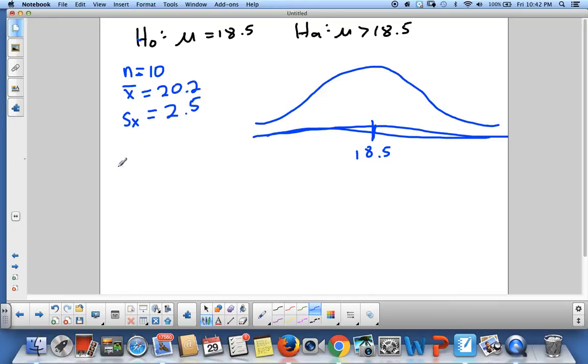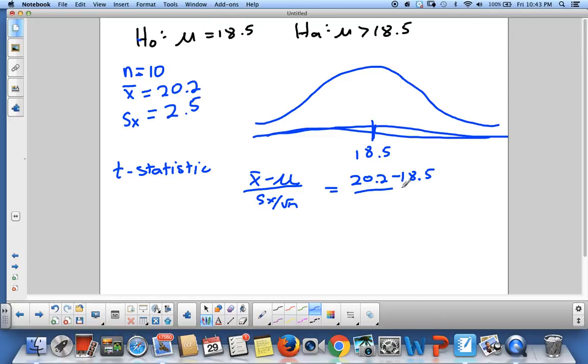To do that, we're going to get what's called a t-statistic. The formula for that is x bar minus the mean over the standard deviation of the sample, so that's Sx over the square root of n. In this case, it's 20.2 minus 18.5, that's x bar minus mu. The mu is what we're going to use up here. Over Sx, which is 2.5 over the square root of 10. And when I do that, I get a number of 2.1503.